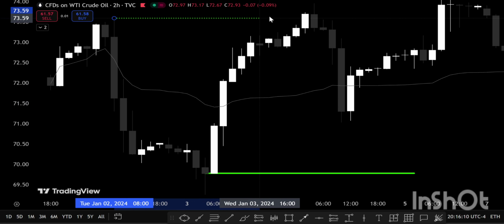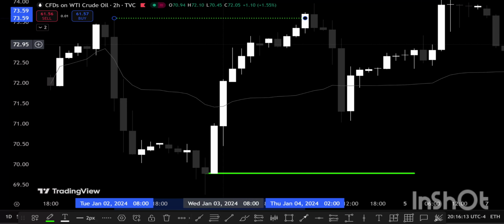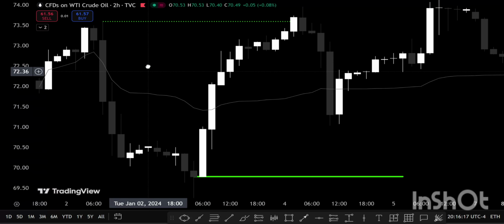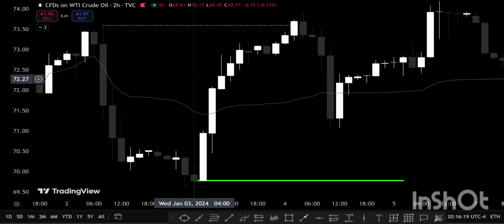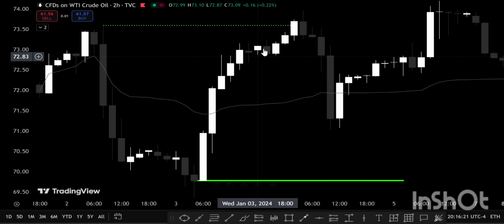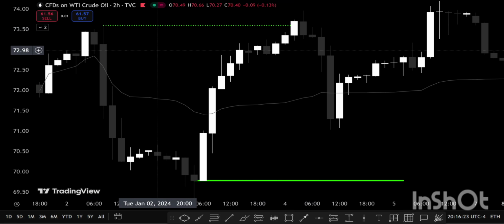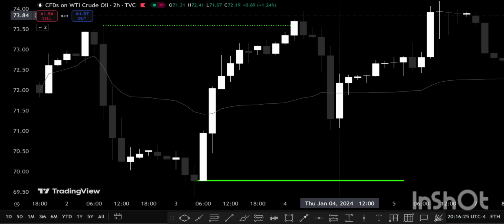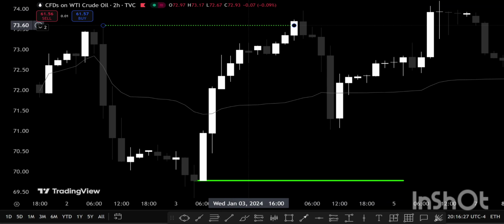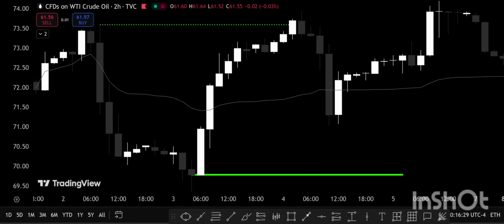So let's just take a look at this again. Okay, so this is the way it works. So when this high right here was taken, the structure is still bullish. Do you understand that? Let me hold on.